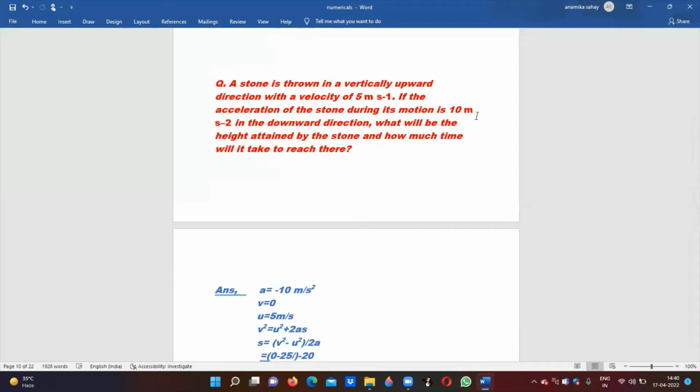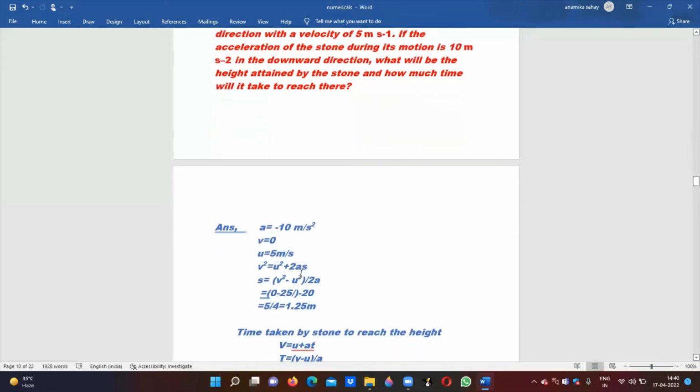As the stone reaches its final position, the velocity will be 0. So final velocity is 0, initial velocity is 5 meter per second. Now by using the formula v square is equal to u square plus 2as, we can find out the distance, the height. So height will be 1.25 meter.